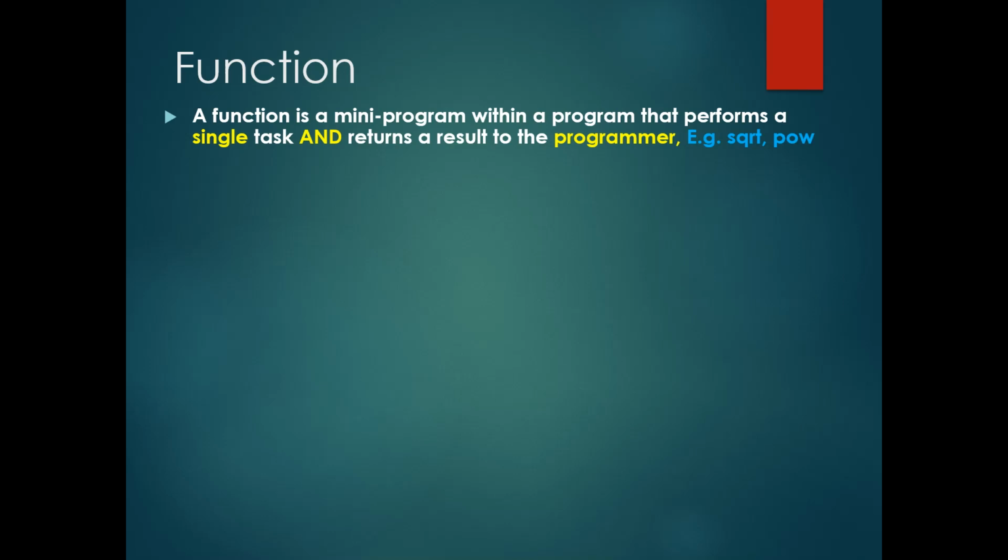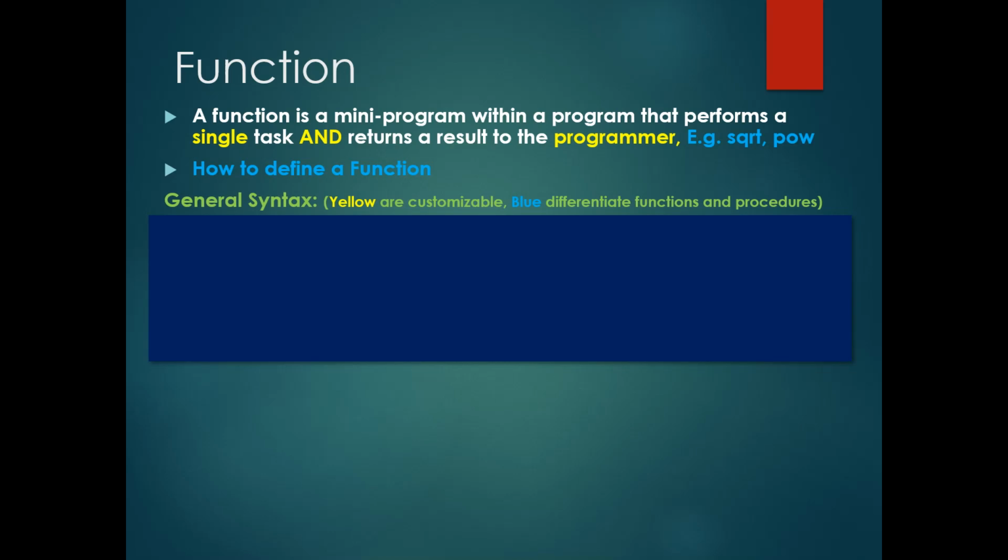A function is a mini program within a program that performs a single task and returns a result to the programmer. All of our math operations pretty much do this. Math.sqrt, Math.pow, all of our string manipulations, they pretty much all return a new string back to us, right? So when we do toUpperCase, we get a new string back. And then it's up to us to decide whether we want to store it or whether we want to use it immediately. So how do we actually define a function?